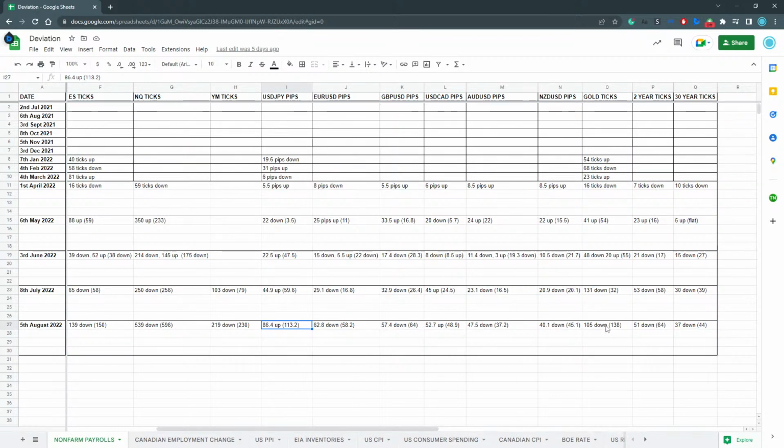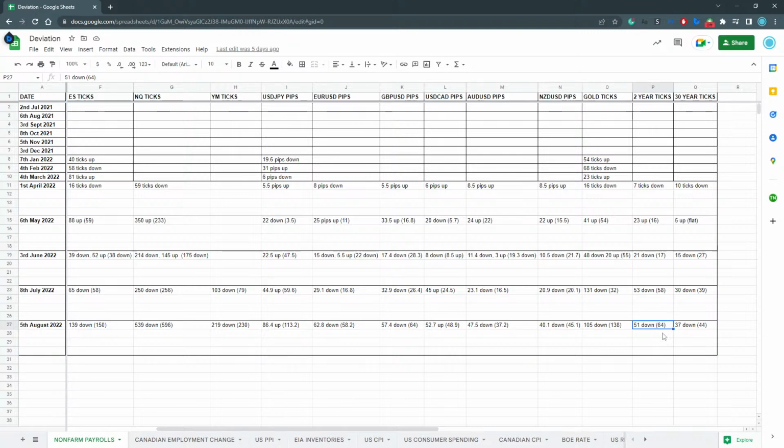Gold had seen 105 ticks down, and then the bond prices are also quite key. This is what traders have access to. They can trade from the 2-year to the 30-year bond, but the 2-year is the closest to the short-term rates and the most affected when the Fed raises interest rates or does anything with the rates. We saw a much bigger reaction compared to the 30-year bond. The 2-year bond had seen about 51 ticks down.